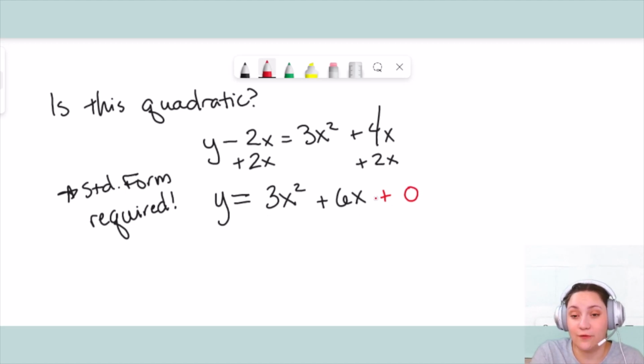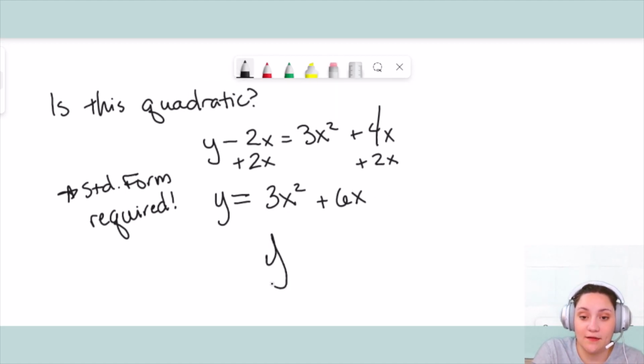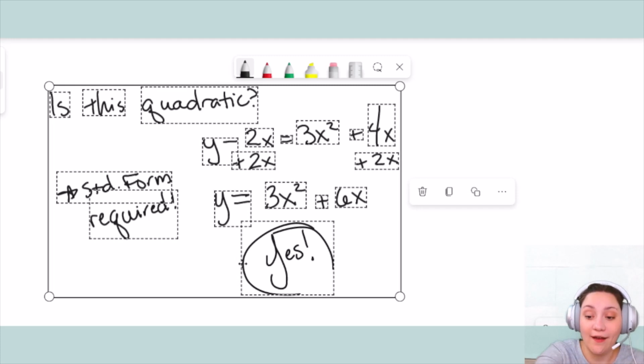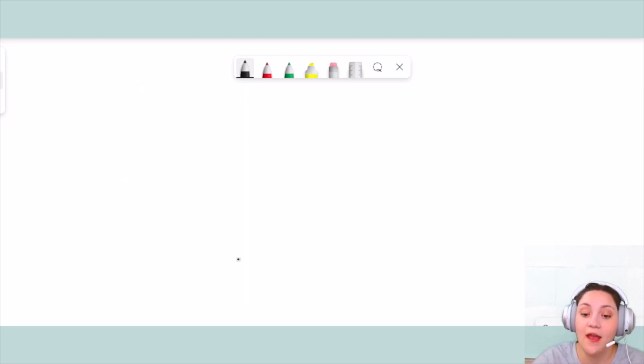So remember, in our standard form, the constant can be 0, the x term coefficient can be 0. It's just this x squared term coefficient that cannot be 0. So it is a quadratic. So the answer to the question is yes, it is a quadratic. Now we can graph quadratic functions, and we will get much more in depth with graphing them in a future lesson. But for now, we can graph them with a table.